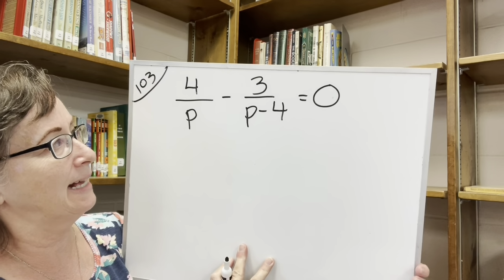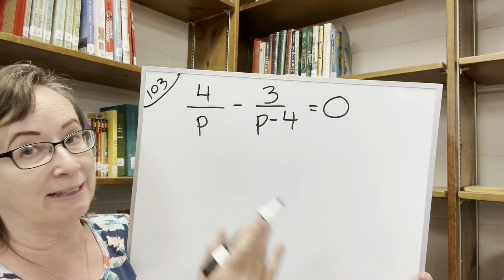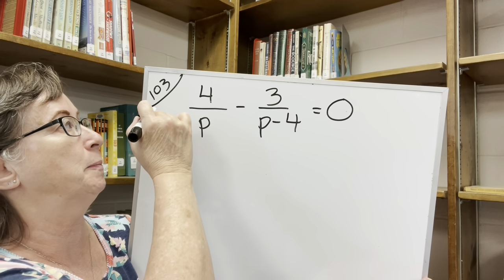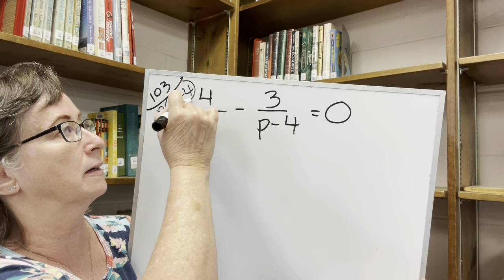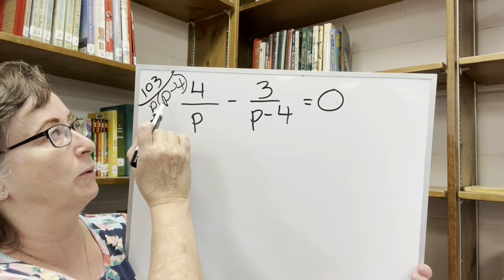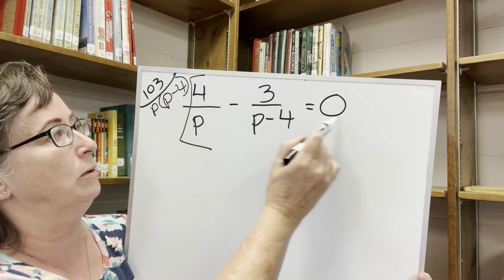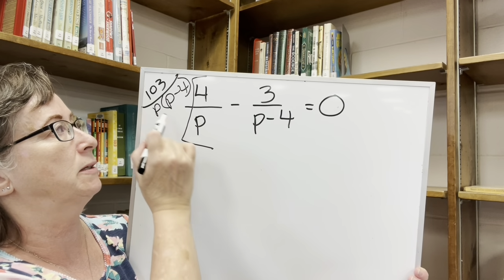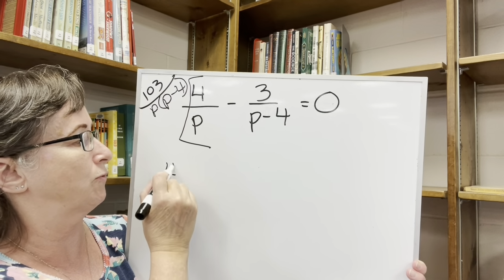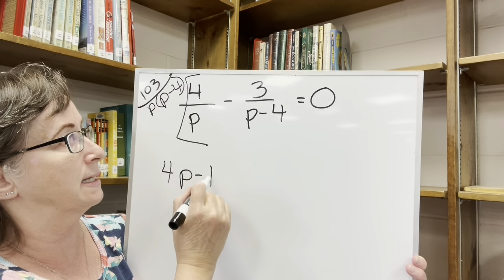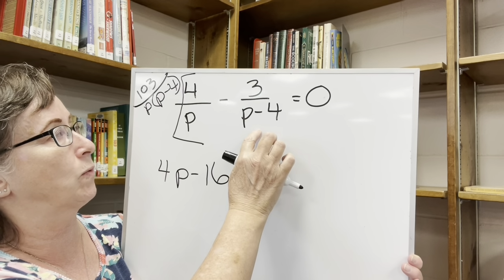Okay, last example. We have a p and a p minus 4. The least common denominator will be p times p minus 4. So now we're going to multiply all the way across this whole equation. The p's will cancel on the first go around. P minus 4 times p is 4p minus 16. Minus p minus 4 will cancel.